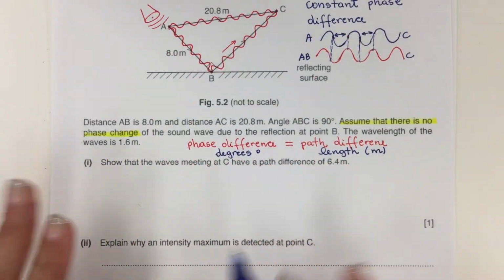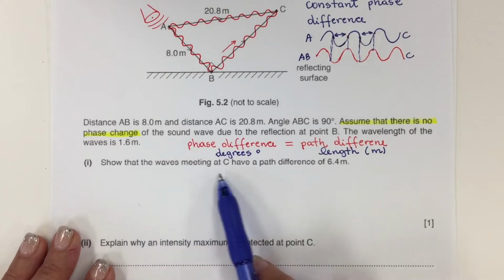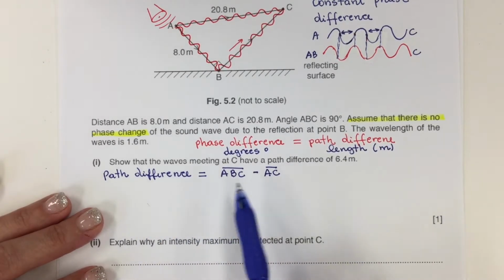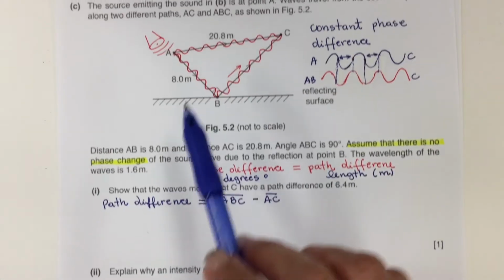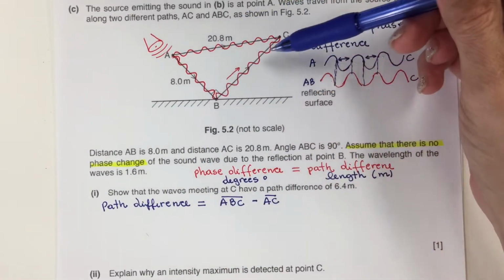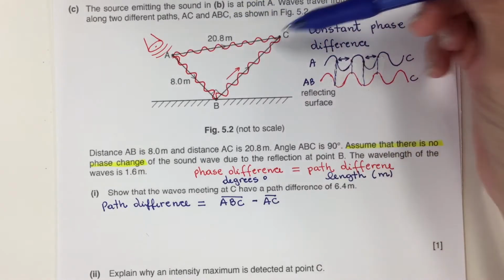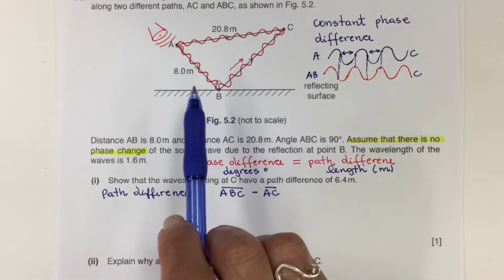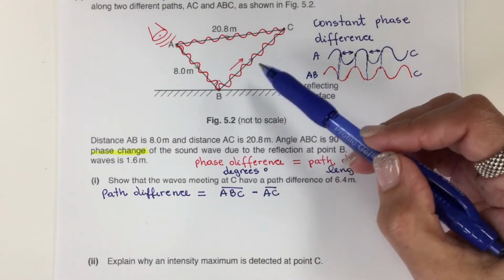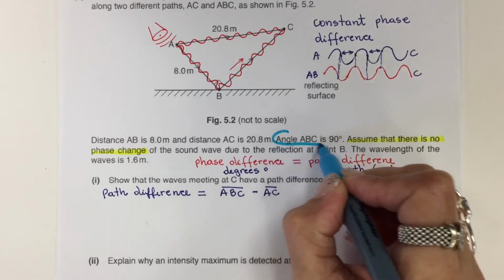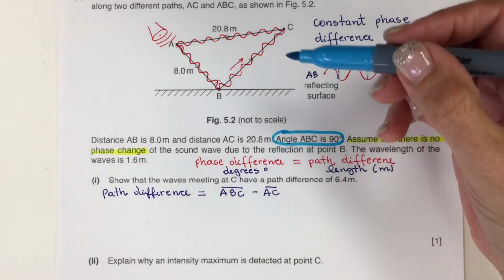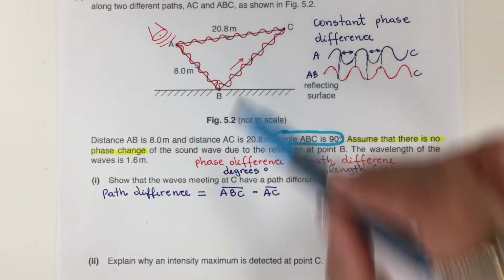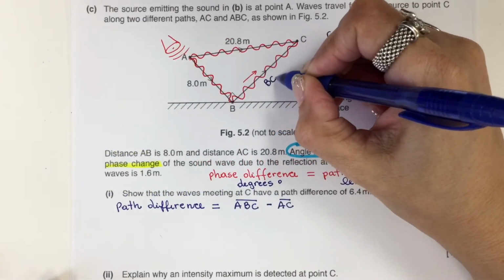So now let's answer this question, CI. Show that the wave meeting at C have a path difference of 6.4 meters. So in this case, the path difference is the difference in distance of the path of ABC minus AC. So the distance AC is provided and the distance AB is provided, but I don't have the distance from B and C and need to be calculated. The problem says the angle ABC is 90 degrees, so I can use Pythagorean theorem to calculate this side of this right triangle. So I need to calculate the distance BC.